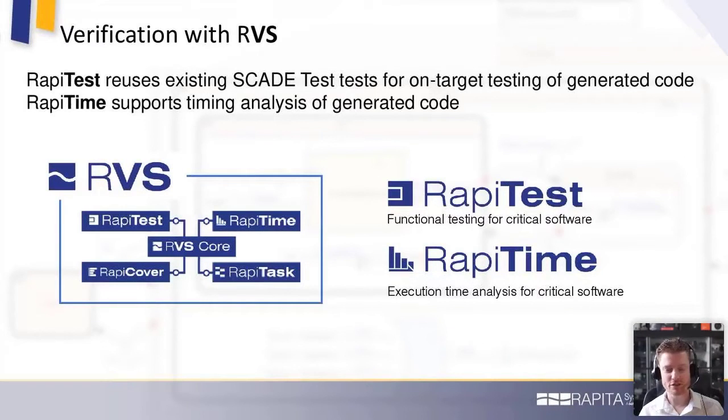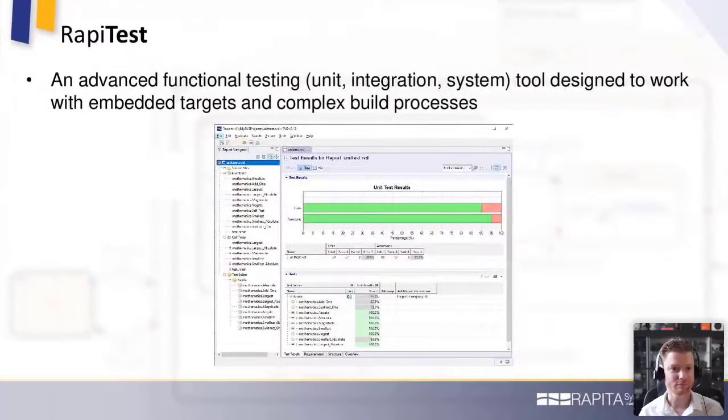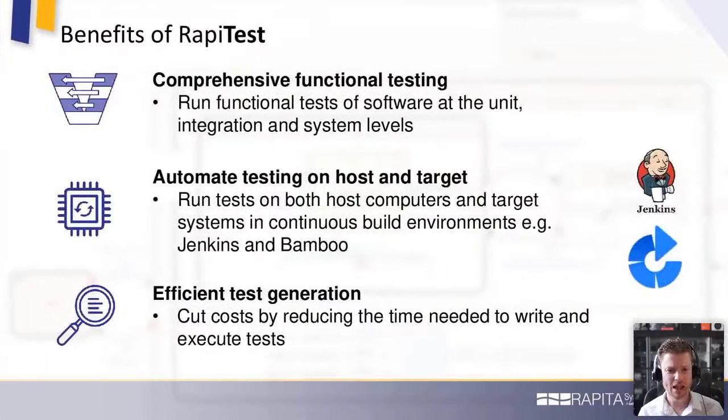So the tools we're going to focus on today are RapiTest, which is automating test execution, and RapiTime, which is going to perform execution time analysis. So RapiTest is a complete testing solution that allows you to define tests, automate them, and run them anywhere on target or on host. It's not just limited to unit testing. We can perform integration level testing, software testing, software hardware integration testing, all the way up to system test level.